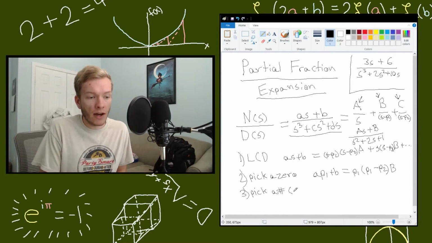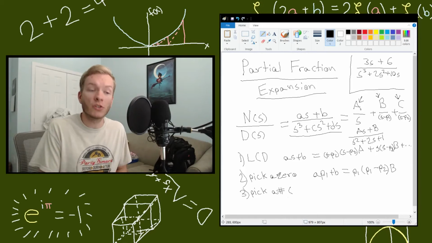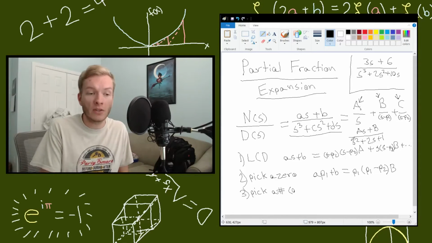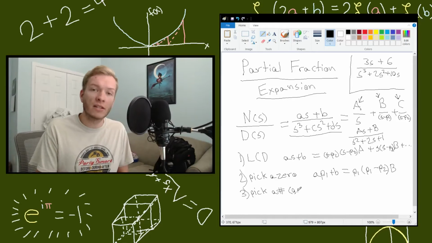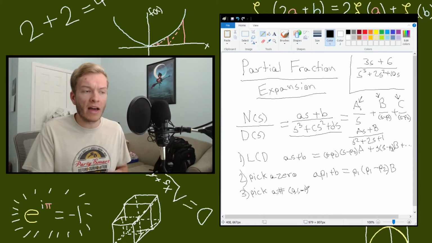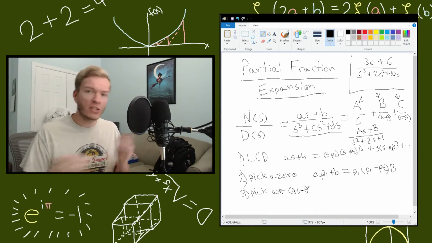Some suggestions would possibly be 0. That's usually a nice one. 0 happens to be a solution in this one, so we will already have been using that. You can also pick 1. That just makes the math a little bit easier, and -1 will keep the math pretty simple as well. We don't want the numbers to get too big.